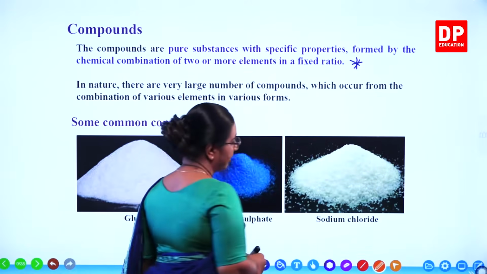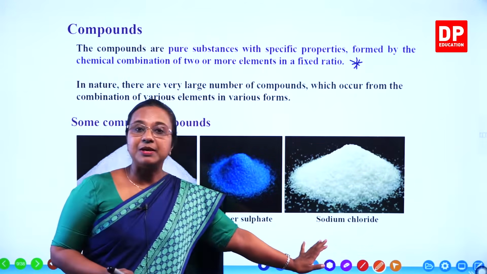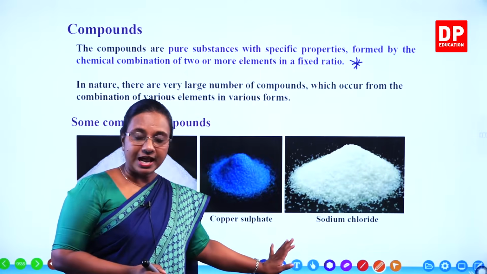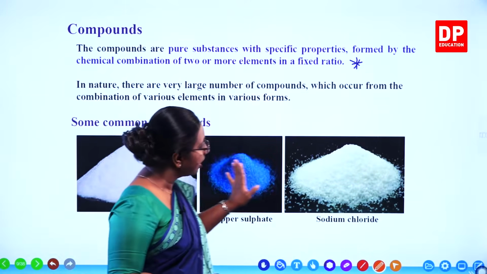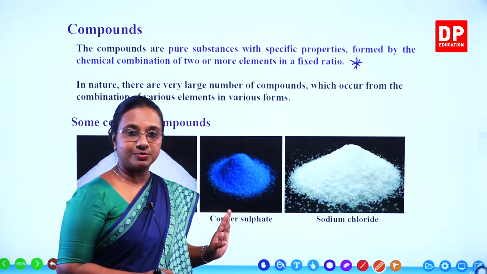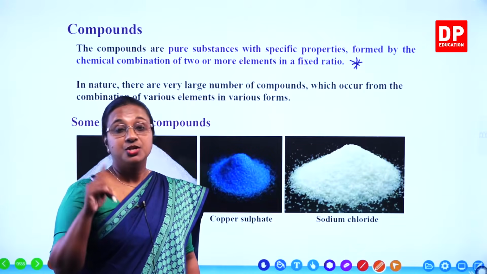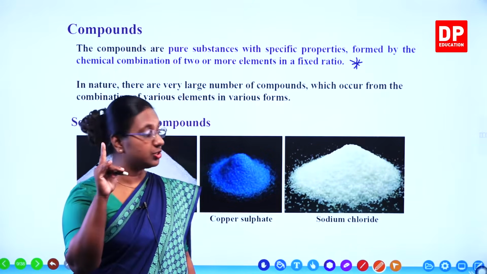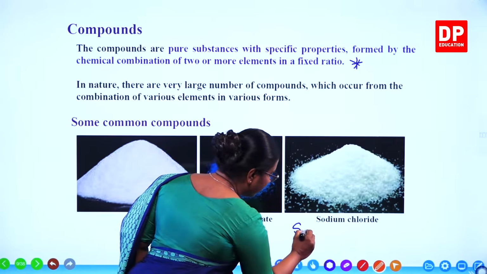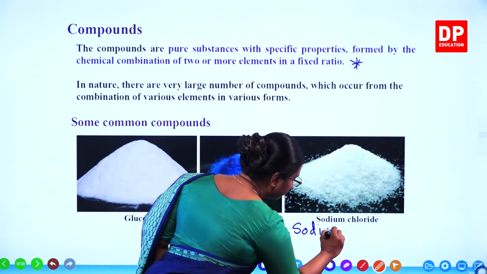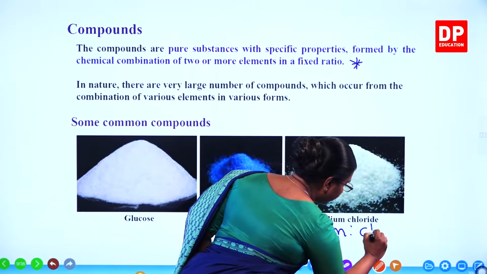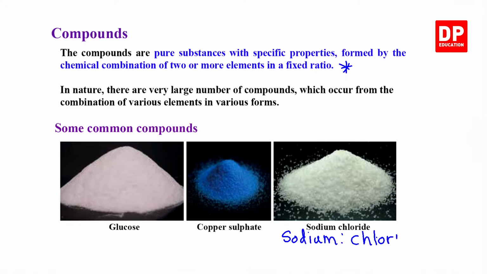When we say fixed ratio, we will be writing chemical formulae for these. You will understand then. If we take sodium chloride, the simplest one, there is just one sodium to one chlorine. So, the ratio of sodium to chlorine is going to be 1:1. That is what they mean by fixed ratio.